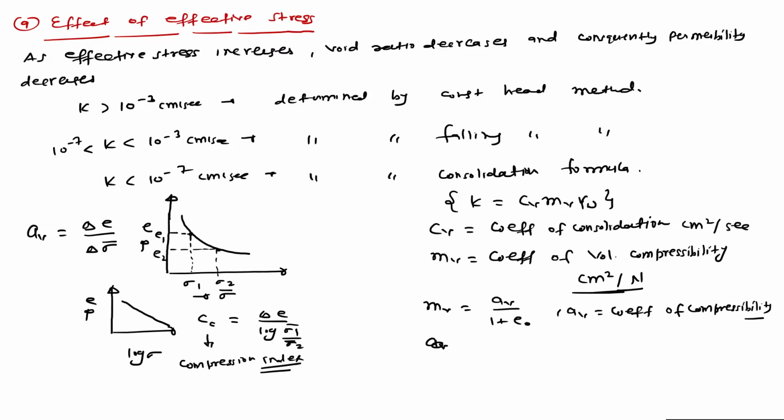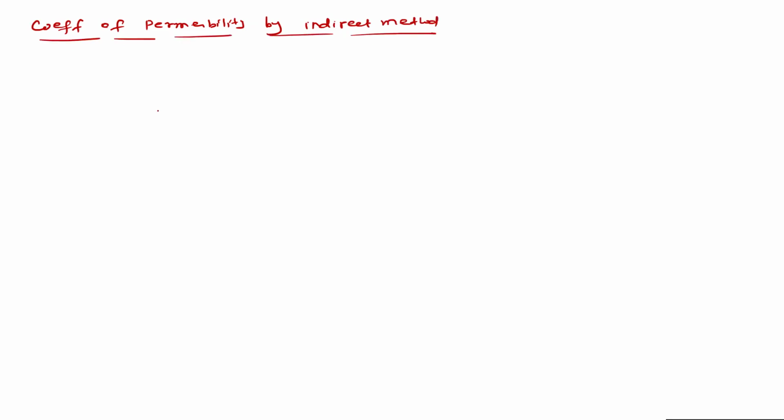This is all about the parameters which affect the permeability. Okay. So next is the coefficient of permeability by indirect methods.